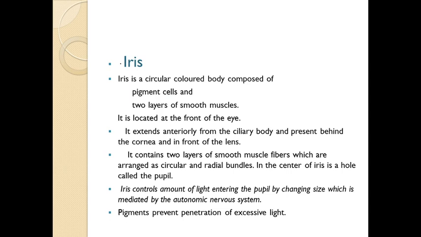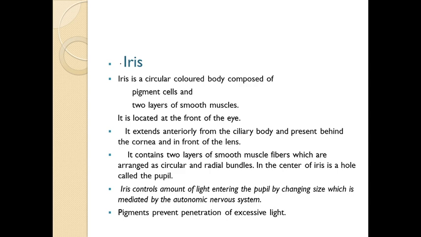Then when the iris is considered, the iris is a circular colored body composed of pigmented cells and two layers of smooth muscles. It is located at the front of the eye. So we saw the location of the iris. It is found between the cornea and the eye lens. It extends anteriorly from the ciliary body and is present behind the cornea and in front of the lens, as I said. It contains two layers of smooth muscle fibers which are arranged as circular and radial bundles. So we have to remember that the iris muscles have two layers of smooth muscles. One is circular and the other is radial.